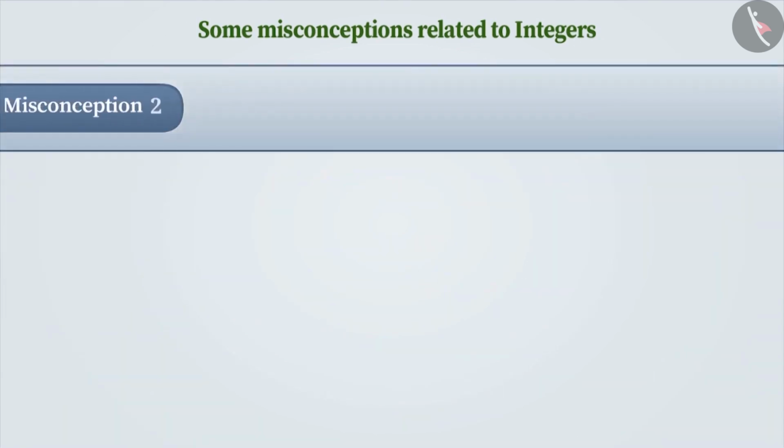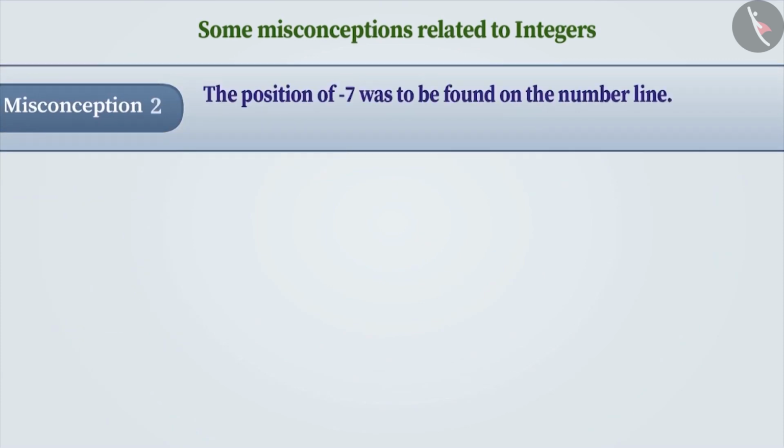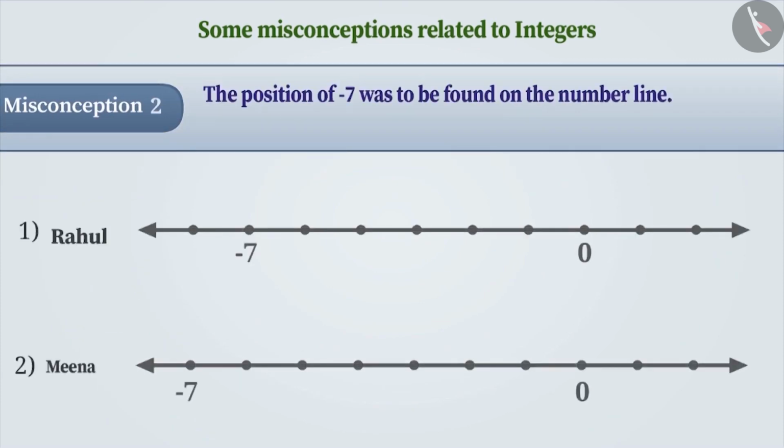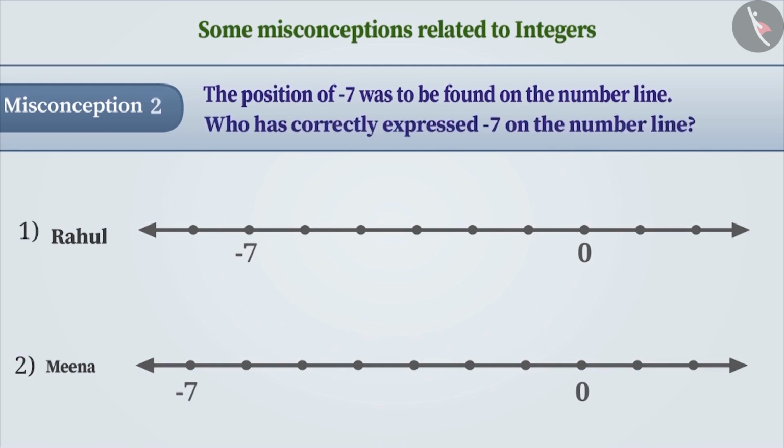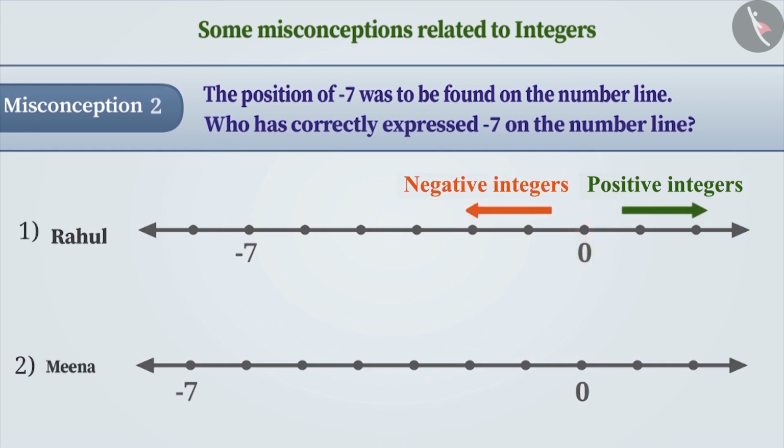Misconception 2. Rahul and Meena had to express -7 on the number line. For this, they drew a number line as follows. Can you tell me who correctly expressed -7 on the number line? Many times, children know that the positive integers on the number line are expressed to the right of 0 and negative integers to the left, but mistakes are made while finding the position of the number.